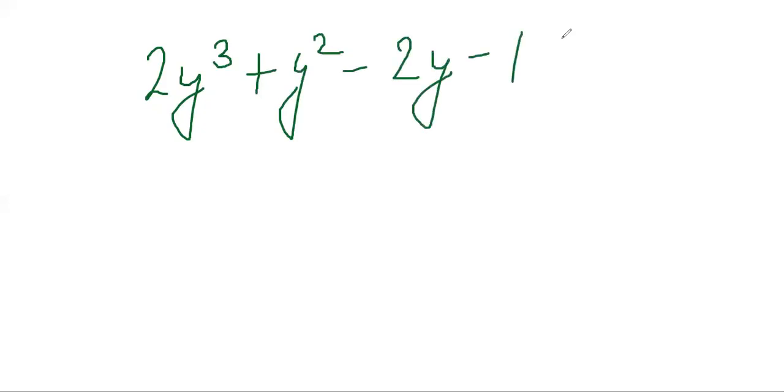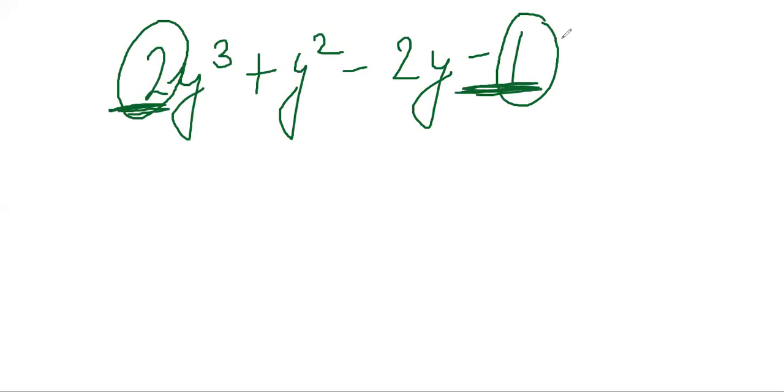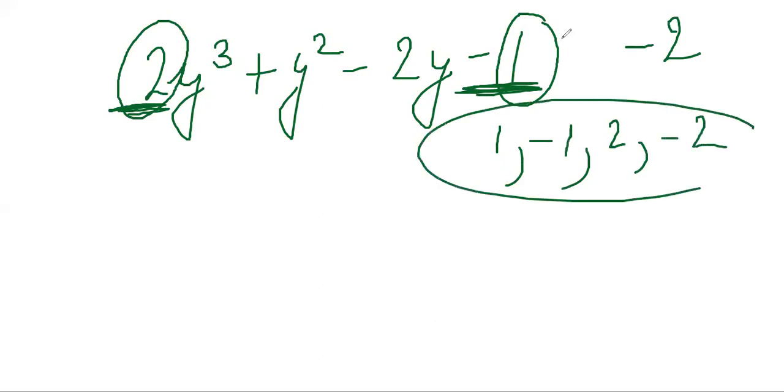The expression we have been given is 2y cube plus y square minus 2y minus 1. The coefficient of y cube is 2, and the constant term is minus 1, so if we multiply these we get minus 2. So the zeros of the polynomial will be among the factors of 2: 1, minus 1, 2, minus 2. That means we will put these values in. If there was no 2 here and only 1, we would put only 1 and minus 1. Here there is a 2, so we'll take this also: 2 and minus 2. We will start with 1, minus 1, 2, minus 2. We don't need to take any other number.